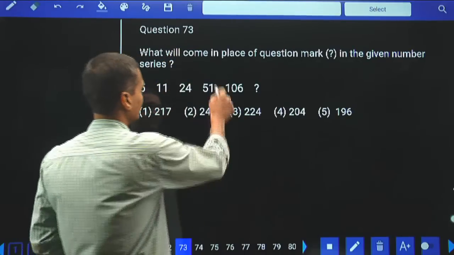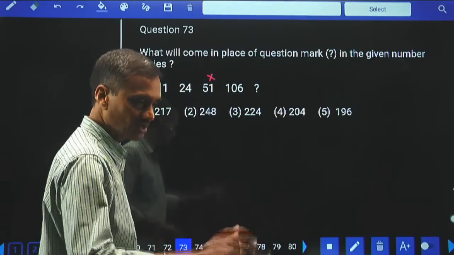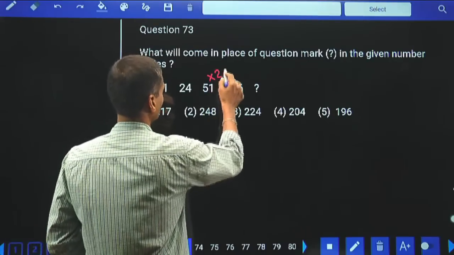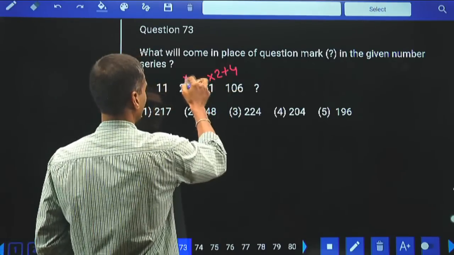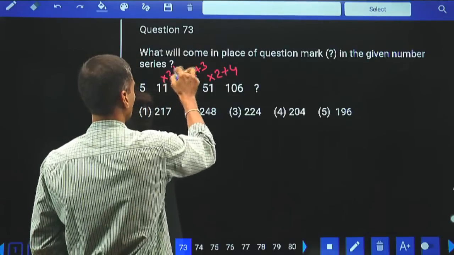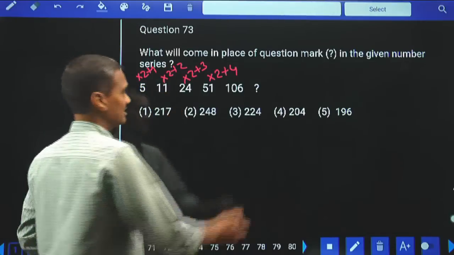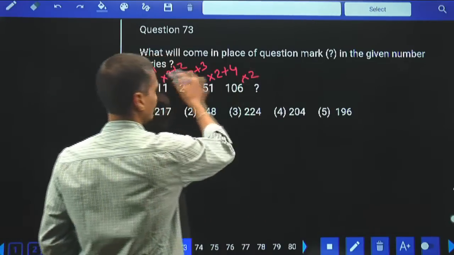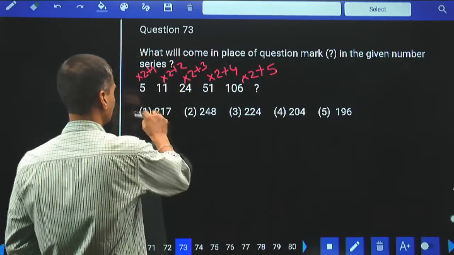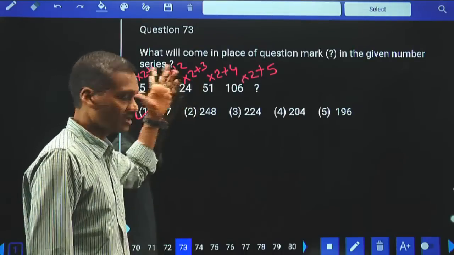And again in the case of combination we need to check the highest pair, because at the highest pair we will have only one possibility. Now 51 into 2 is how much? 102 plus 4. Then 24 into 2 is 48 plus 3. 11 into 2, 22 plus 2. Now each of these numbers is multiplied with 2, and 1, 2, 3, 4, 5 is added. 106 into 2, 212 plus 5 is 217. Choice 1, question number 73. Done with this, it comes under combination.